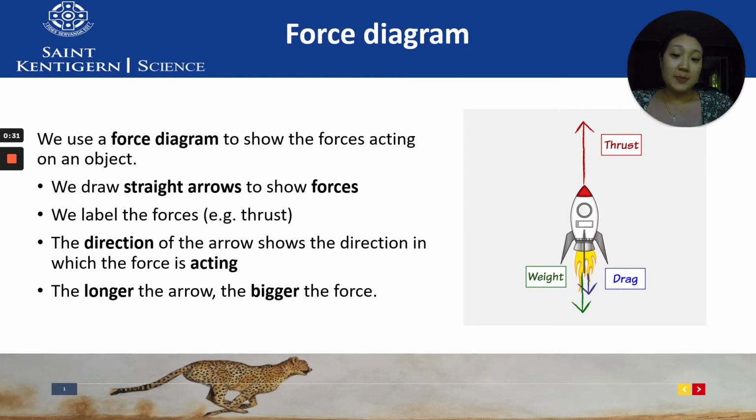The red arrow has been labeled with thrust, the green arrow with weight or gravity, and the blue one with drag. The direction of the arrow shows the direction in which the force is acting. The thrust arrow is pointing up, so the thrust must be acting upwards. Drag and weight arrows are pointing down, so they must be acting downwards. Lastly, the longer the arrow, the bigger the force. In this force diagram, thrust has the longest arrow, so it must be the biggest force, followed by gravity, and then drag.